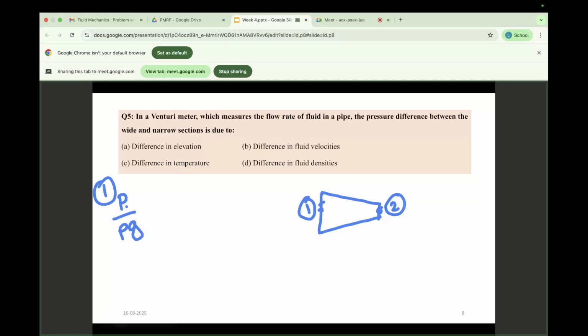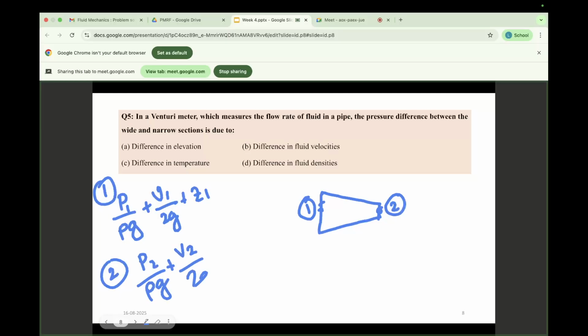say the pressure is P1, velocity is V1, so P1 by rho g plus V1 squared by 2g plus z1. For point 2 it is P2 by rho g plus V2 squared by 2g plus z2. This is the total head, and from Bernoulli's equation, 1 and 2 should be equal.